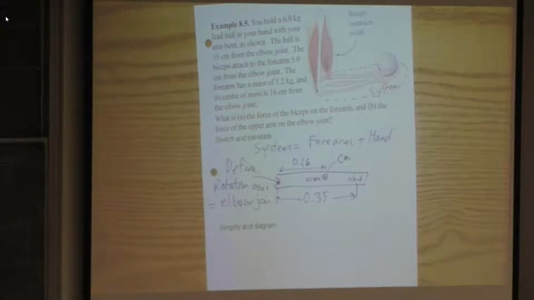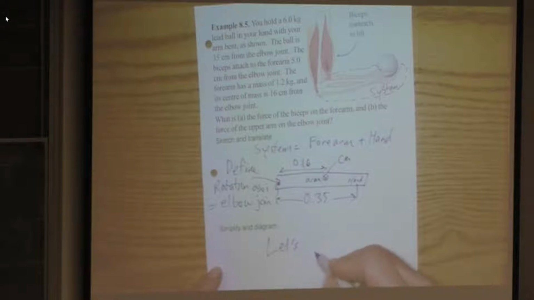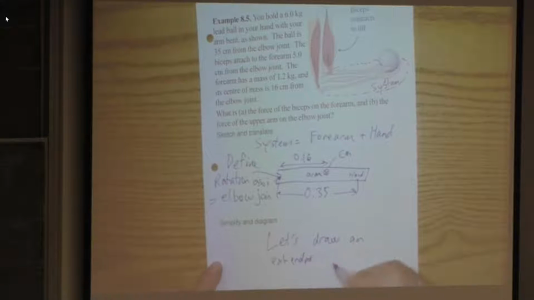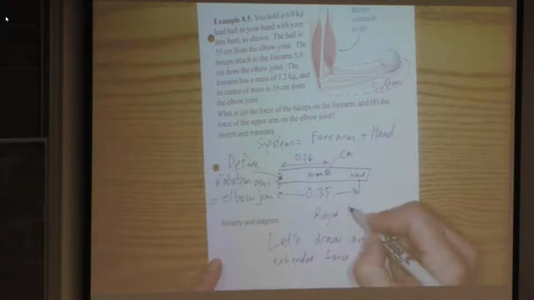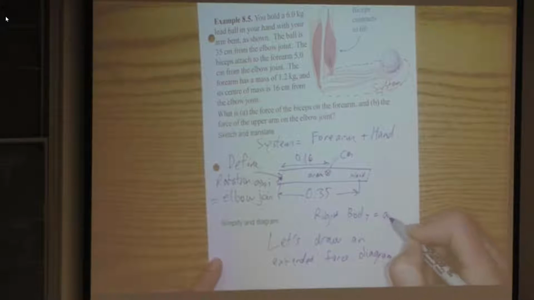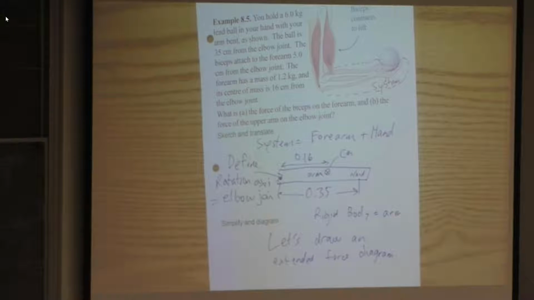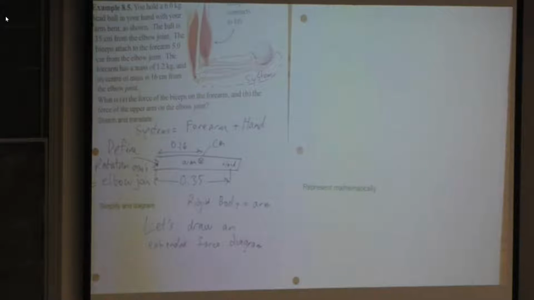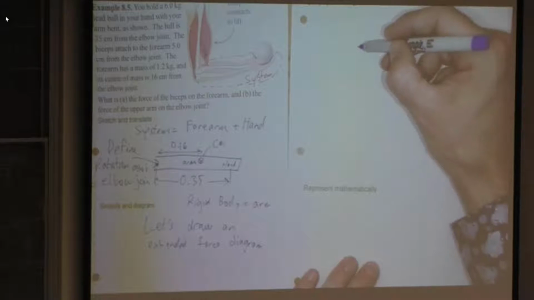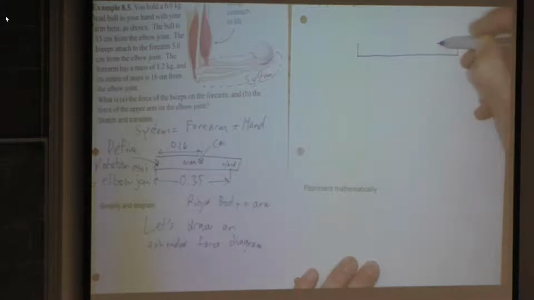Anyway, I'm going to do a force. What I'm going to say is let's draw an extended force diagram, because it can rotate. This is a rigid body, I guess, equals the arm. So I'm going to push this way and try to do this. So again, to draw this, I'm just going to draw this rectangle and I'm going to try to draw all the forces that are acting on it.